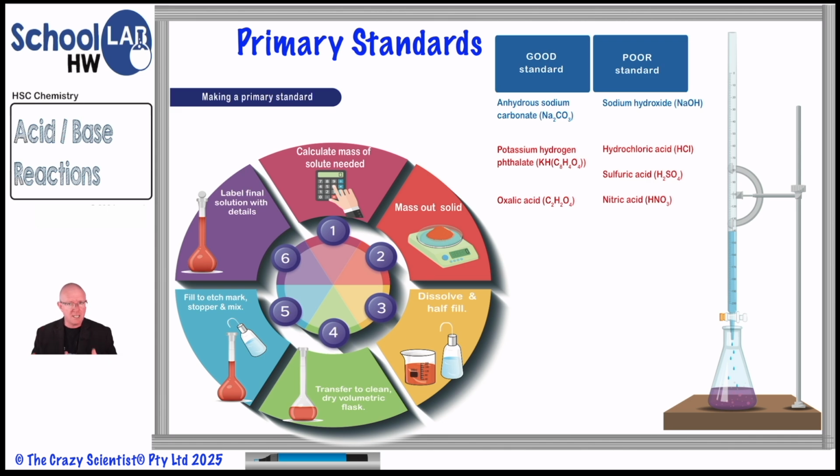What do we mean by a secondary standard? Okay, so make sure you're writing these down. Secondary standard is a chemical that has been standardized, in brackets, standardized, using a primary standard to determine its concentration accurately. Right, now how do we make a primary standard?